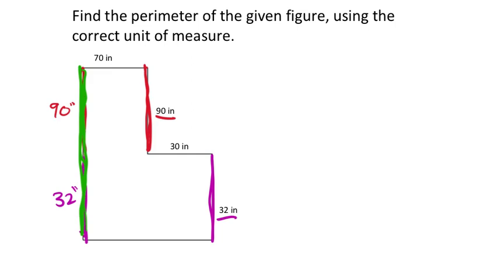There we go. And to figure out that green side length, what we're going to need to do is take those two lengths, 90 and 32, and add them together. But that will be the full side length in green. So 0 plus 2 is 2. 9 plus 3 is going to be 12. And again, that's in inches. So that full green side length is 122 inches.